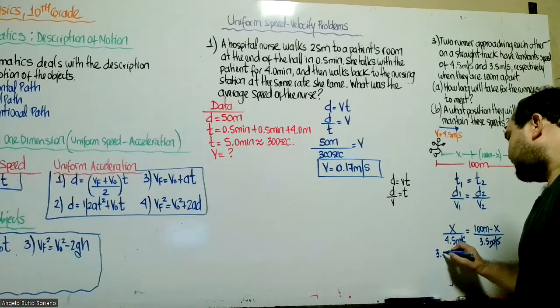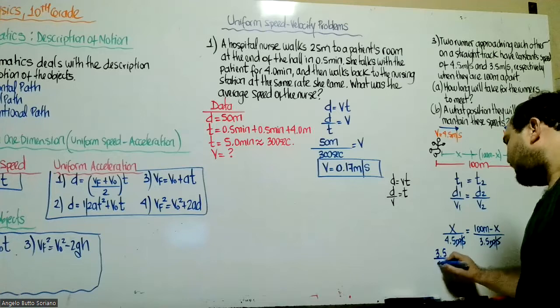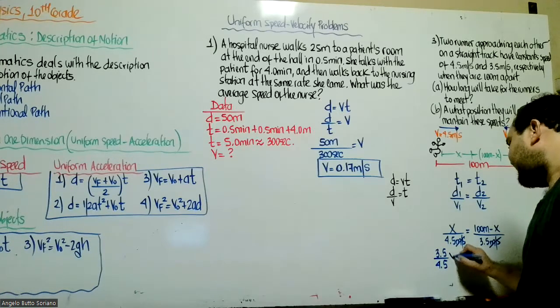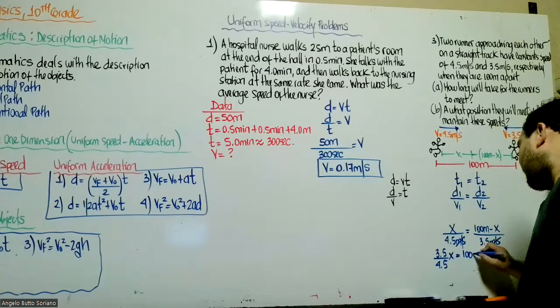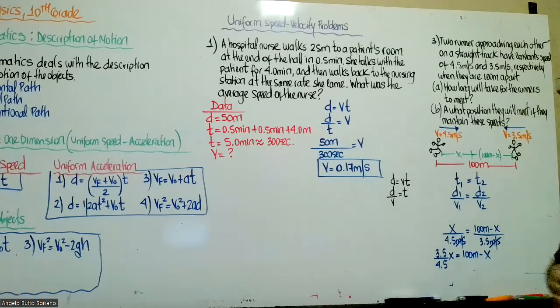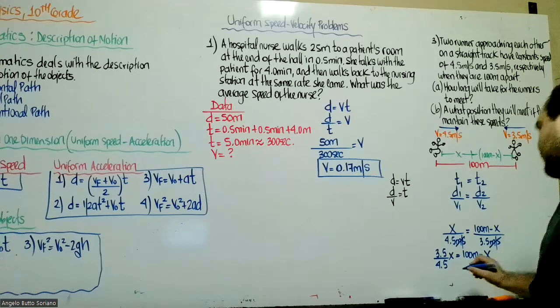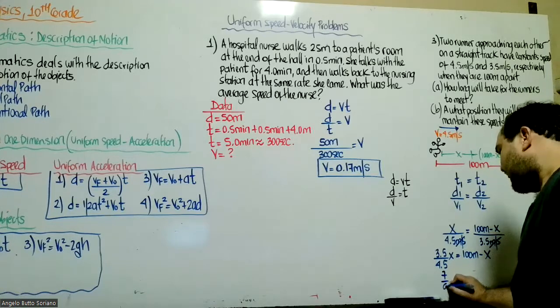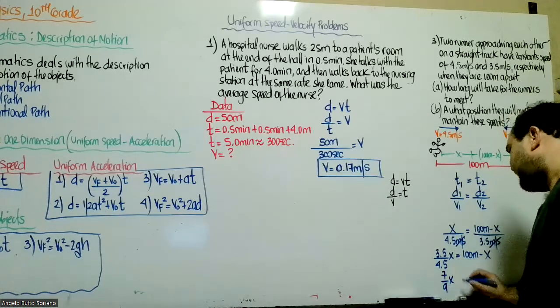And we got the proportion 3.5 over 4.5 x equals 100 meters minus x. Okay, because this 3.5 that's dividing passes to multiplying. You can divide 3.5 divided by 4.5. The answer will be 0.77777. Or if you really want to write a fraction, that will be 7 over 9. However, you can use the decimal numbers if you wish.